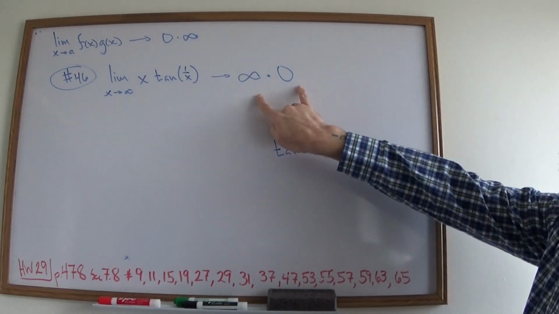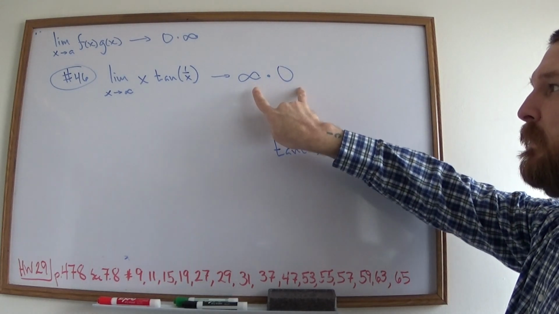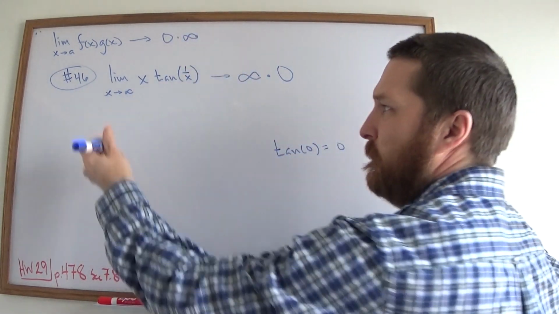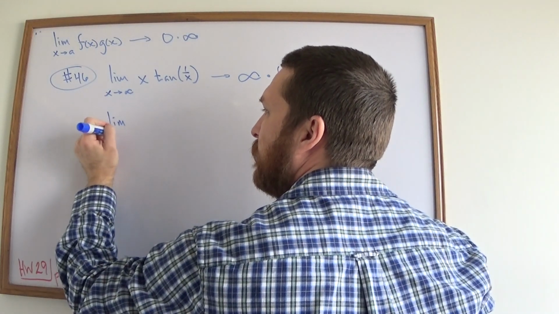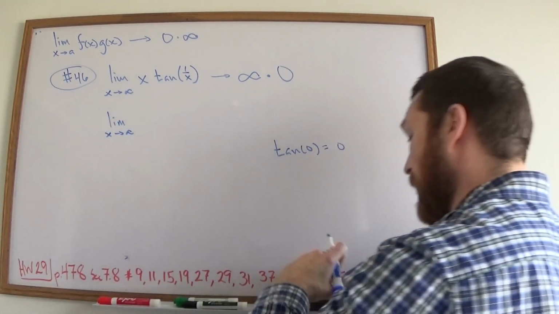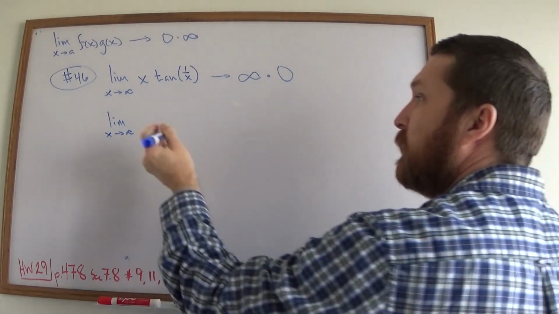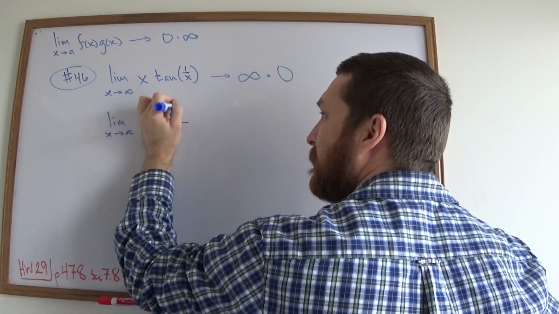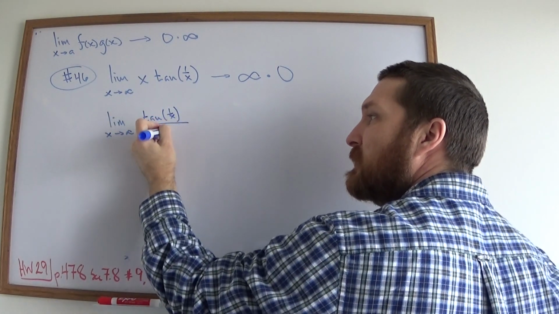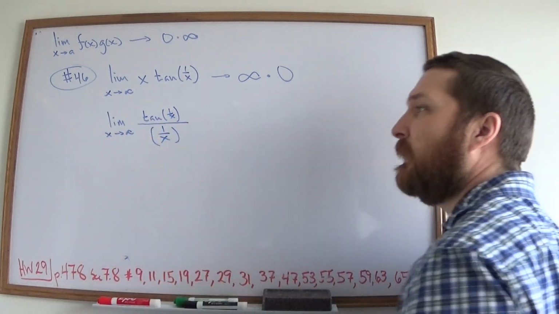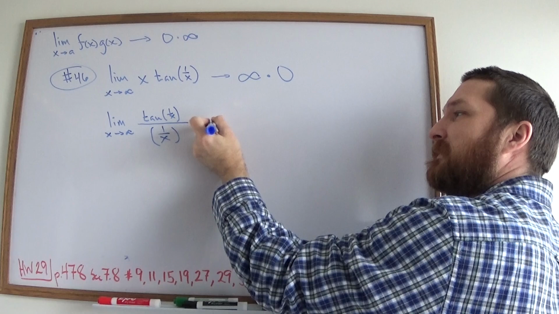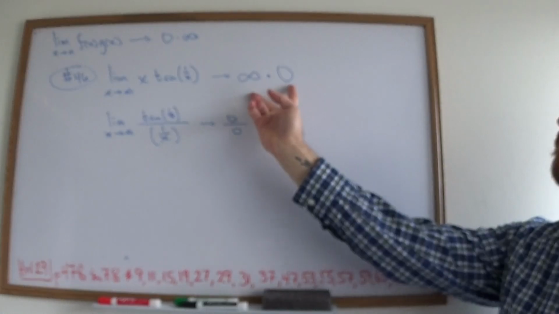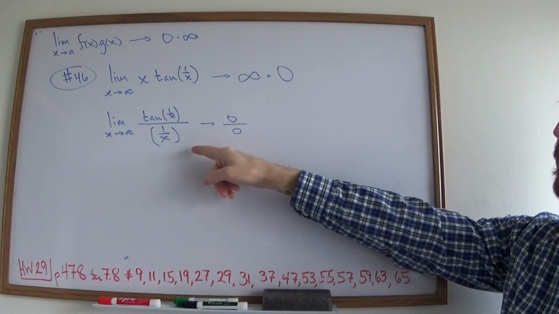The cool thing about this is anytime you have infinity times 0 or 0 times infinity, you could just rewrite this as a quotient. Watch. I could do it either way, putting one guy in the numerator and one in the denominator. The easier one to keep in the numerator is this guy. Now I'm just going to rewrite this as 1 over x down here. Now what's this going to? 0 over 0.